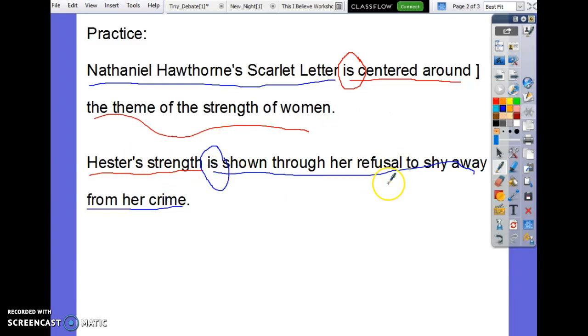So go back into your essays, take a look, and make sure that you have a subject and a predicate in each of your sentences. Definitely, a quick check is to make sure you have a verb. All right, one last thing.